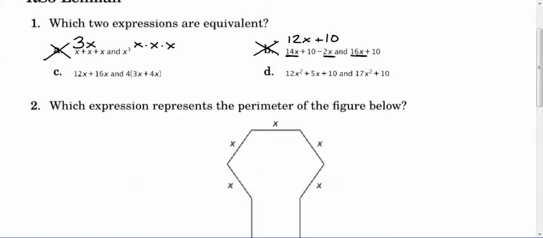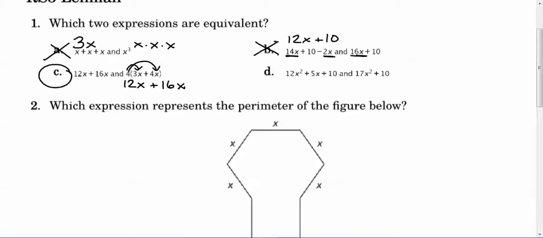Choice C involves your understanding of the distributive property. And so what that is saying is 4 times 3x, which would be 12 x's, plus 4 times 4x, which would be 16 x's. So 12x plus 16x could be simplified more to 28x, but that's all they asked you to do. So the correct answer is choice C.